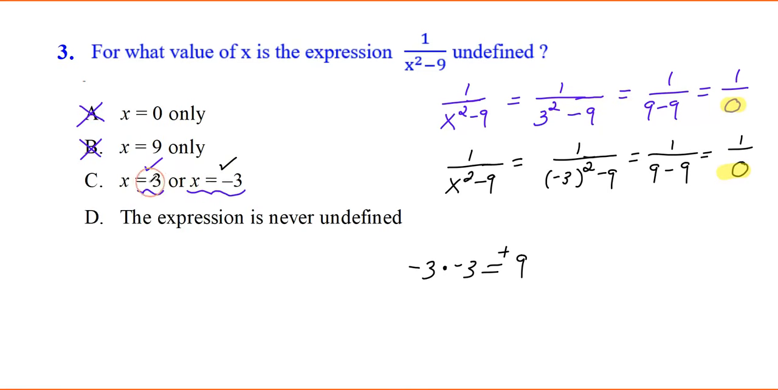So in summary, when I plug 3 into this expression here, when I plug 3 in for x, and I simplify, I get 1 divided by 0. I get a 0 in the bottom, which makes it undefined. And when I plug negative 3 into this expression for x, and I simplify it, I also get 1 divided by 0, which makes it undefined. So by plugging in 3 and negative 3, I get an undefined expression. So my answer is C.